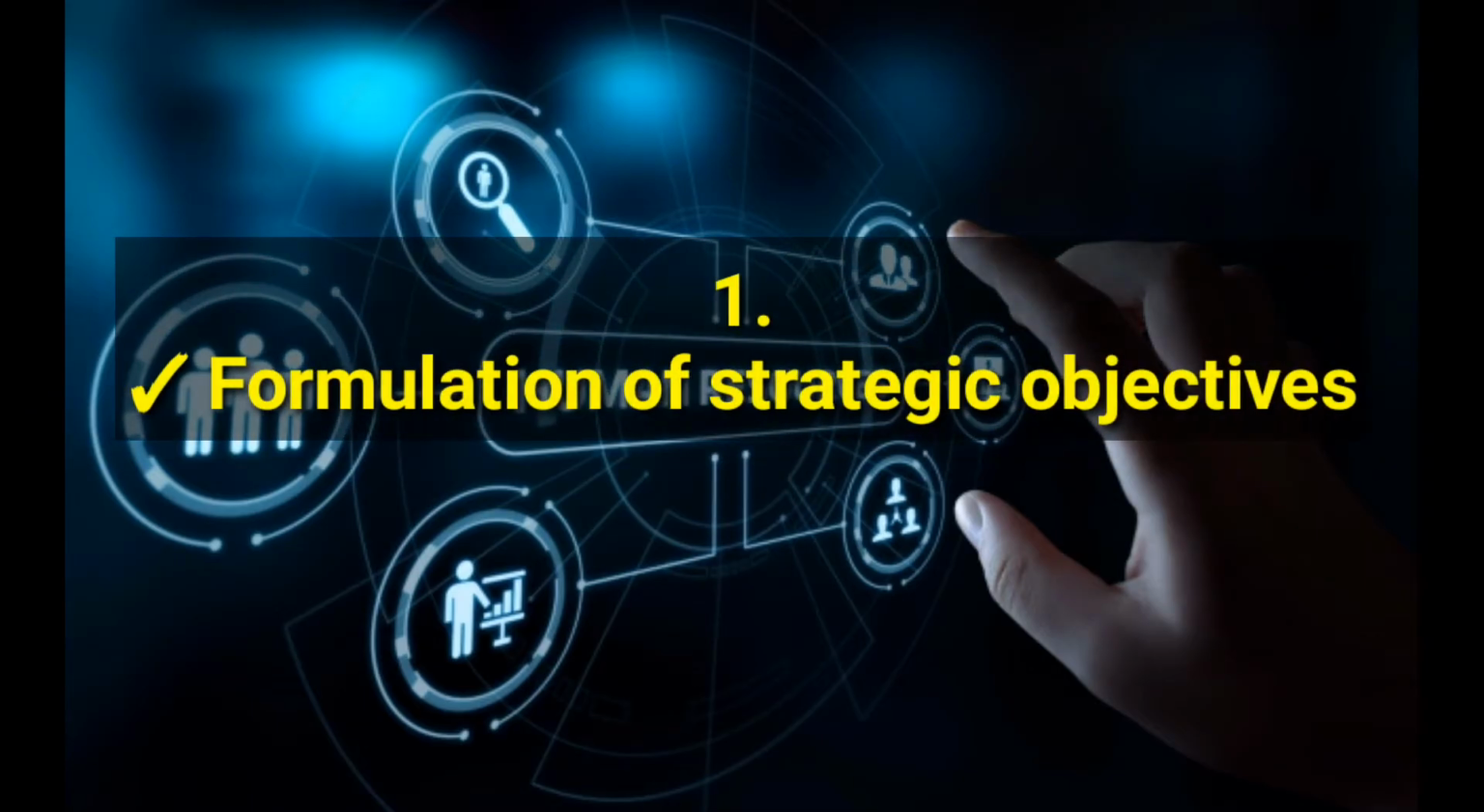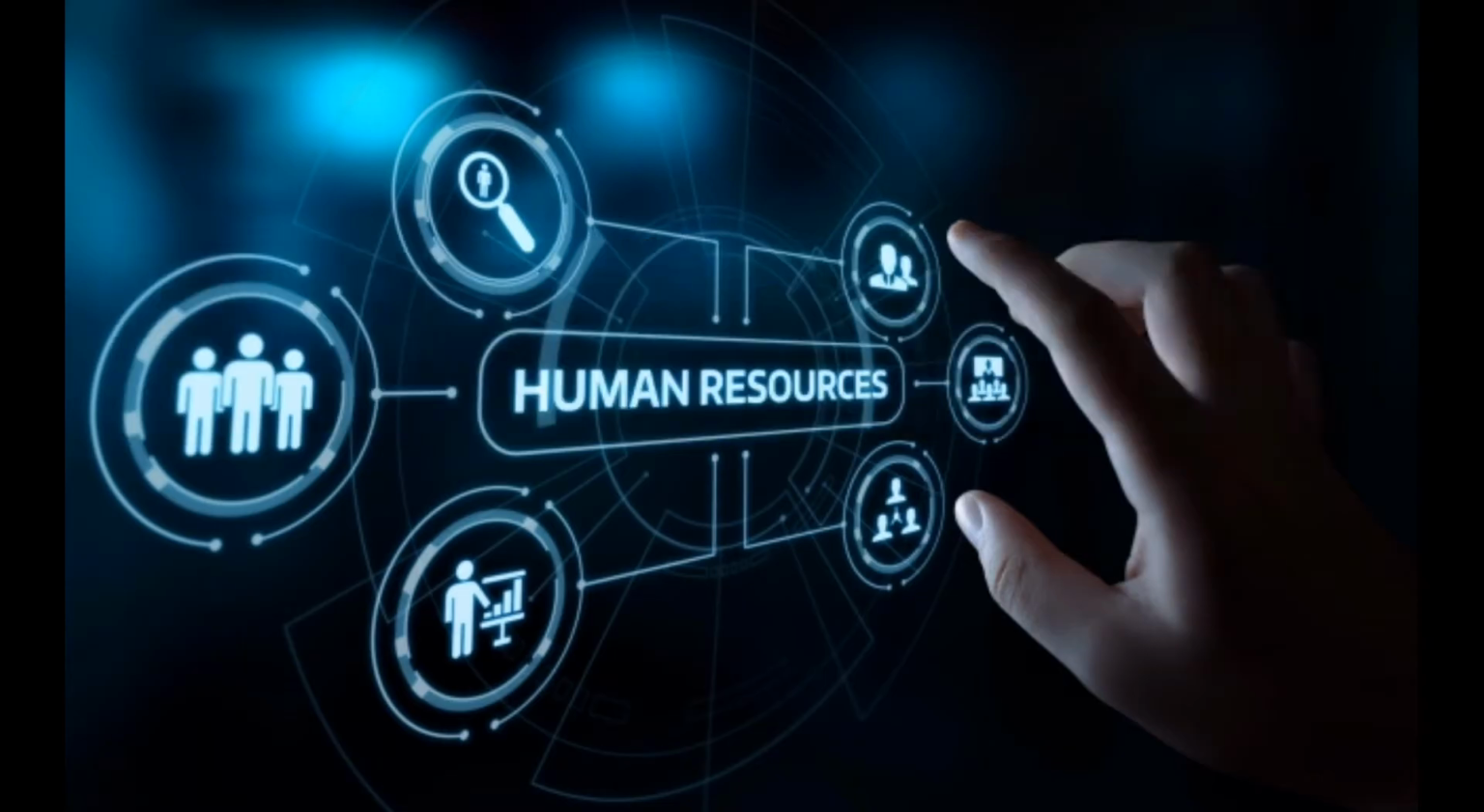So the first step in the human resource planning process is formulation or clarification of the strategic objectives of the organization. Before human resource planning is done, the organization needs to define its objectives so that the planning can be done in relation to the organization's objectives. So the first step is formulation of strategic objectives of the organization.